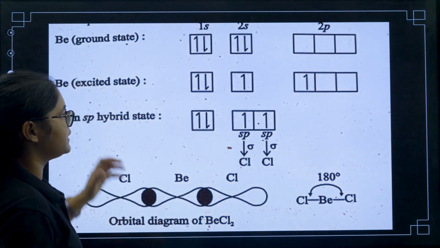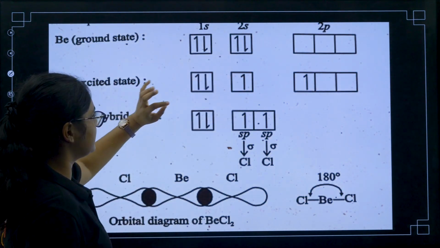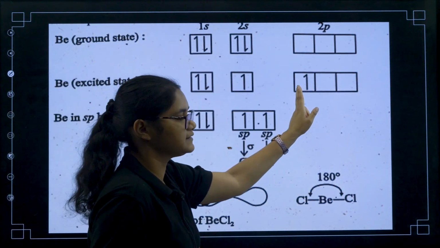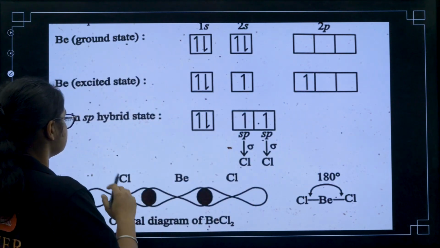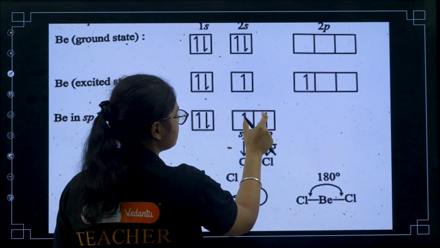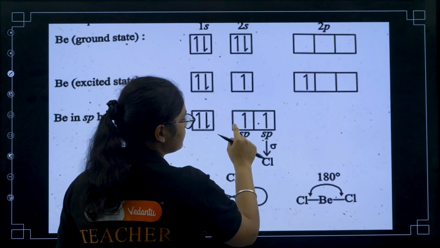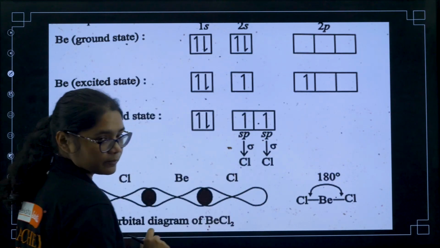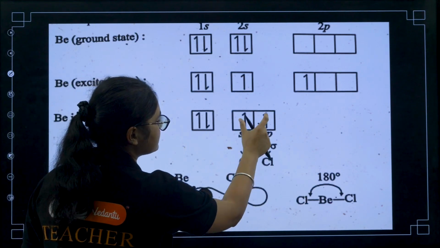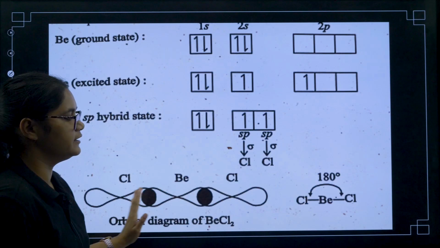First, the beryllium electronic configuration is 1s2 2s2, then it undergoes excitation where one of the electrons is excited to 2p. Then Be in the sp hybridized state, these two undergo hybridization. Two atomic orbitals combine to give two hybrid orbitals, sp and sp. Now what will happen? This chlorine and this chlorine will overlap with these, and we will get this as the final structure.